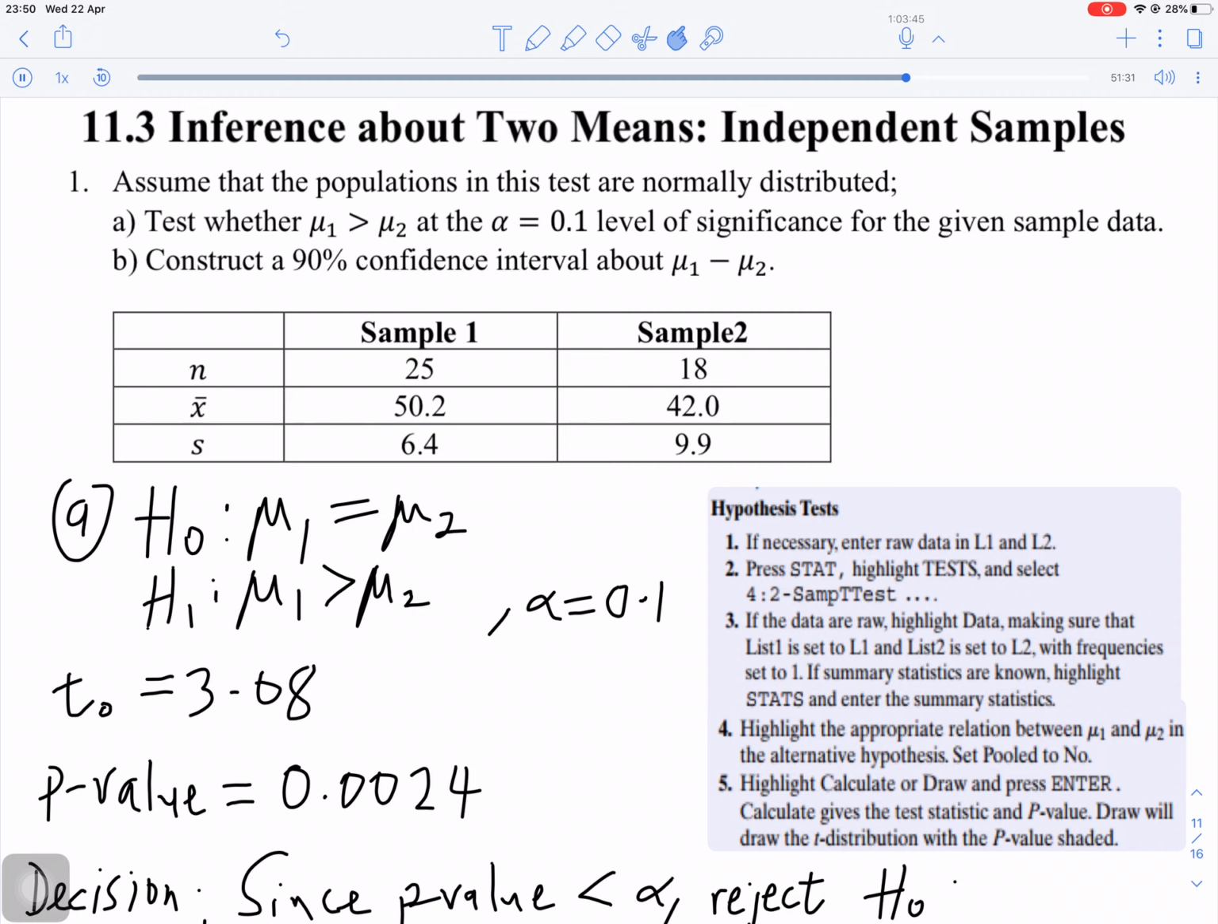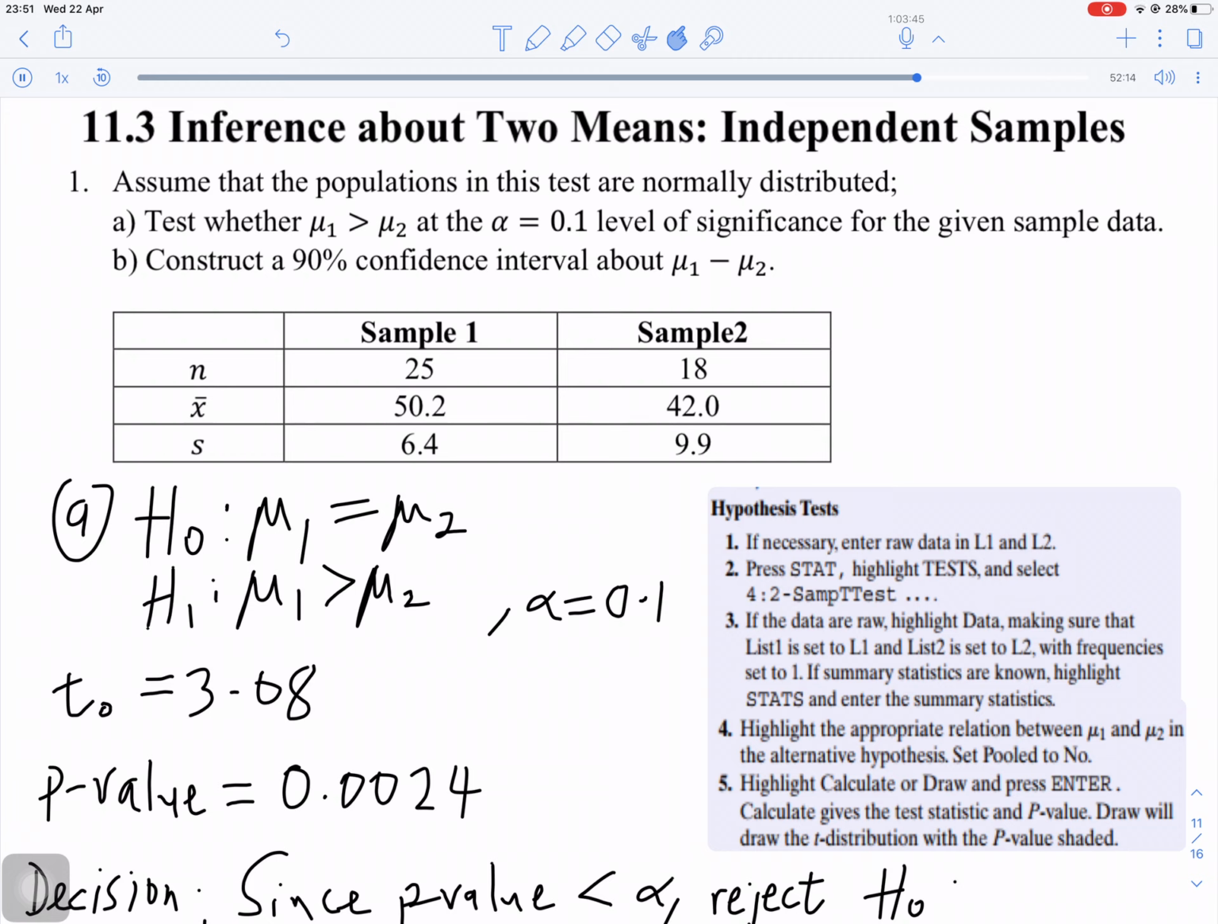Then the next step is specifying your null hypothesis and alternative hypothesis. In this case, that is mu1 greater than mu2. Then when you have that done, highlight the word no where you see pooled. So pooled should be no. Highlight no, and then you calculate. When you calculate, the first output is 3.08, which is the test statistic, and then the p-value to 4 decimal places is 0.0024.